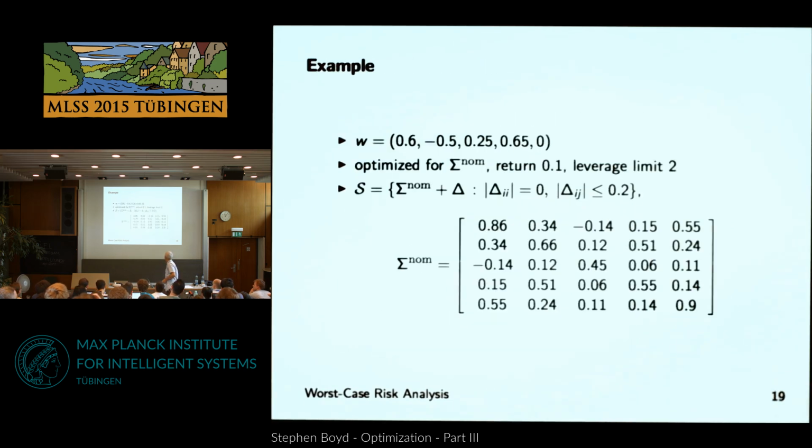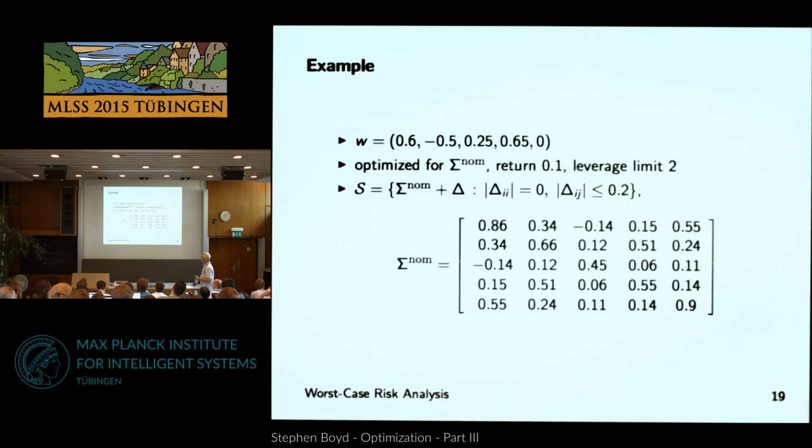So, okay. All right, let's just do a quick example, just to show that these things are not remotely obvious, right? It's a baby example with 5 assets. Here's your allocation vector. You're short in the second one. This has a leverage limit too, and this is optimized for some nominal covariance matrix, right?